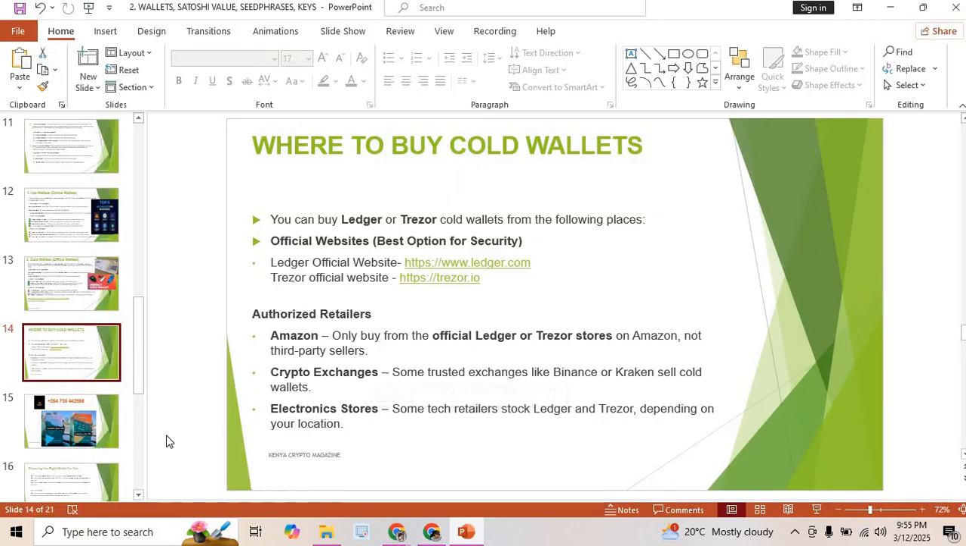But to bring it more home to you, let's finish up on this. Basically, when you go to these official pages, you ship them yourself, and they'll come to your location. Or you can use authorized retailers: Amazon, crypto exchanges, or electronic stores. But let me bring it really home to you.